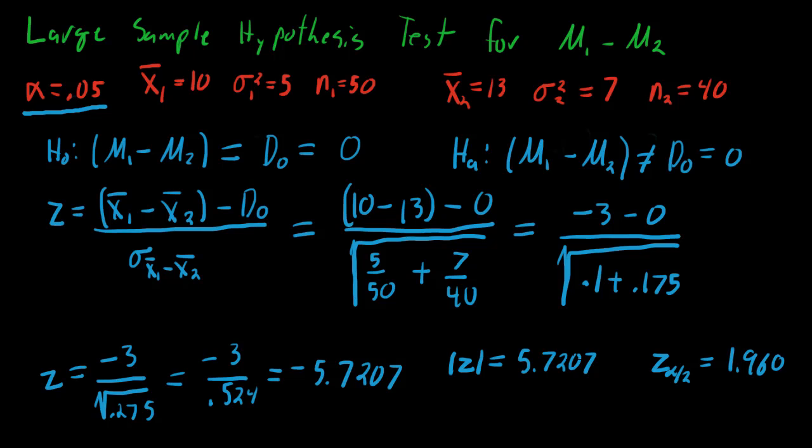And we're testing to see if this value is greater than. So if 5.7207 is greater than our 1.960, and since it is, we reject H0 and accept our HA. So basically we're testing to see if mu1 is equal to mu2, and after our test we determine that mu1 is in fact not equal to mu2, so we are accepting the fact that mu1 and mu2 are actually different values.